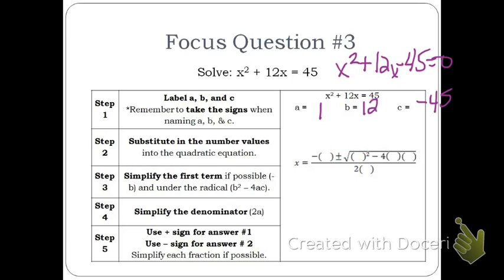Alright, we're ready to plug into our quadratic equation. The quadratic equation says the opposite of B. B is 12 plus or minus B squared, that's the 12, minus 4AC all over 2A.